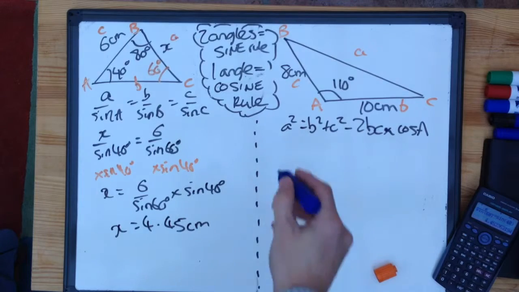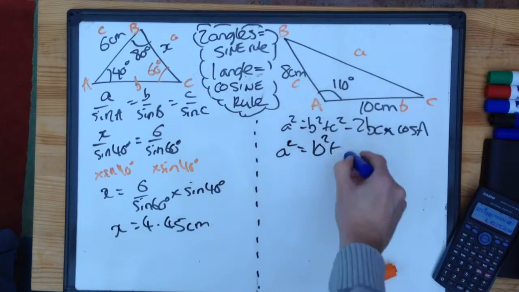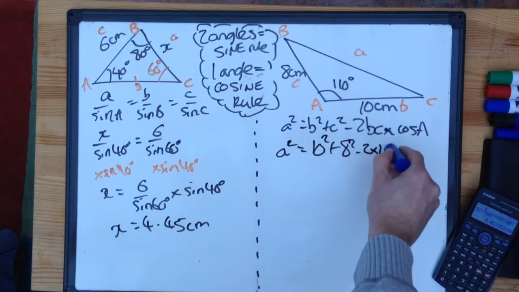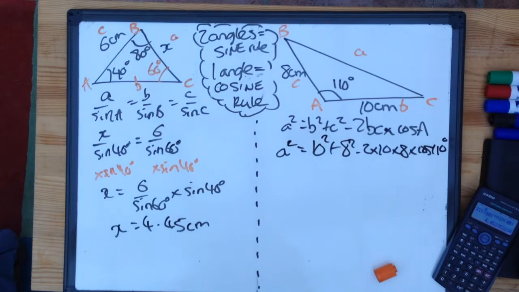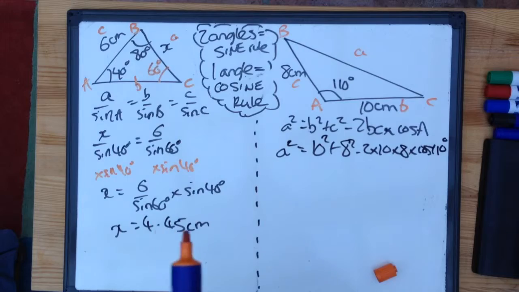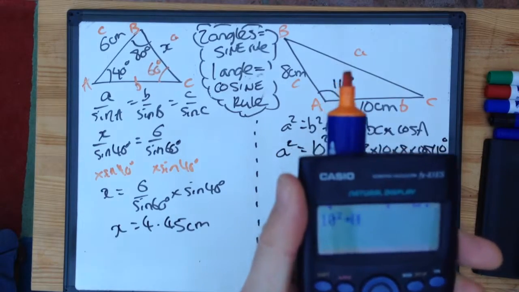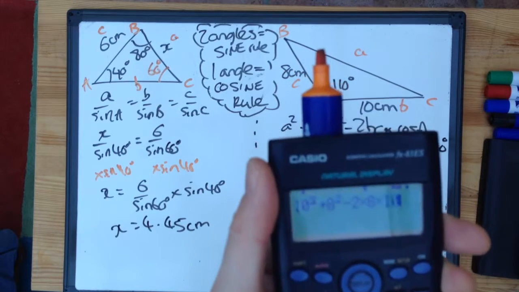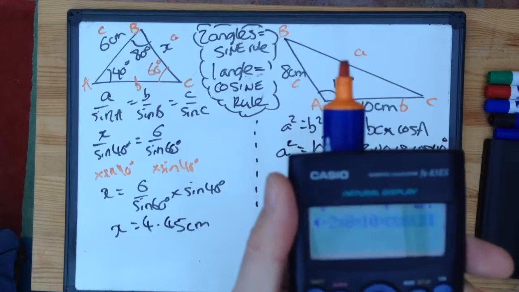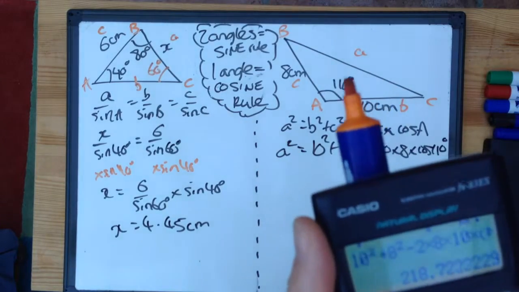And we just swap the numbers into the formula. So a squared is equal to b squared plus c squared minus 2 times b times c times cos 110. Now, after that, all you do is just stick the numbers straight into the calculator. Don't try and work anything out as you go along. Just put them in. So 10 squared plus 8 squared minus 2 times 8 times 10 times cos 110, close brackets, equals, and we get 218.72.